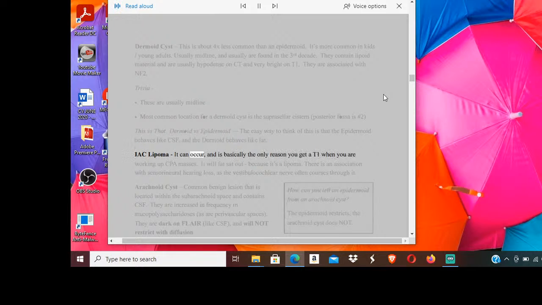IAC lipoma, it can occur, and is basically the only reason you get a T1 when you are working up CPA masses. It will fat saturate out because it's a lipoma. There is an association with sensorineural hearing loss, as the vestibulocochlear nerve often courses through it.